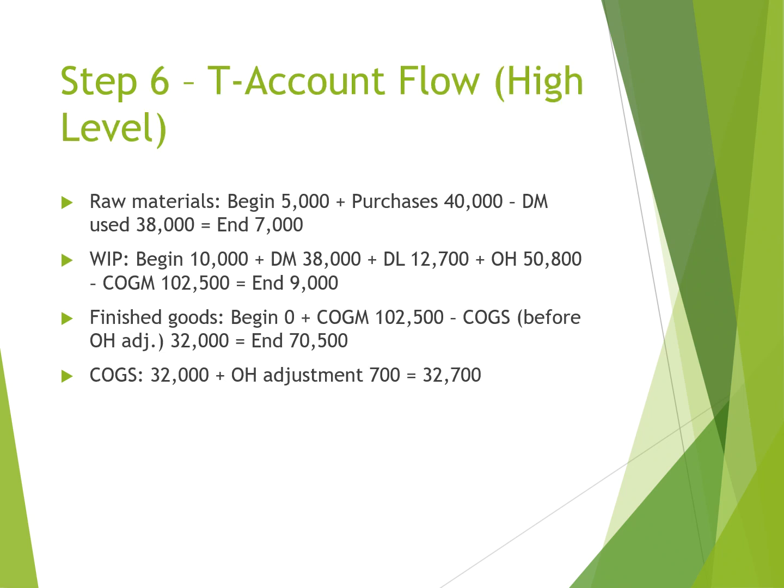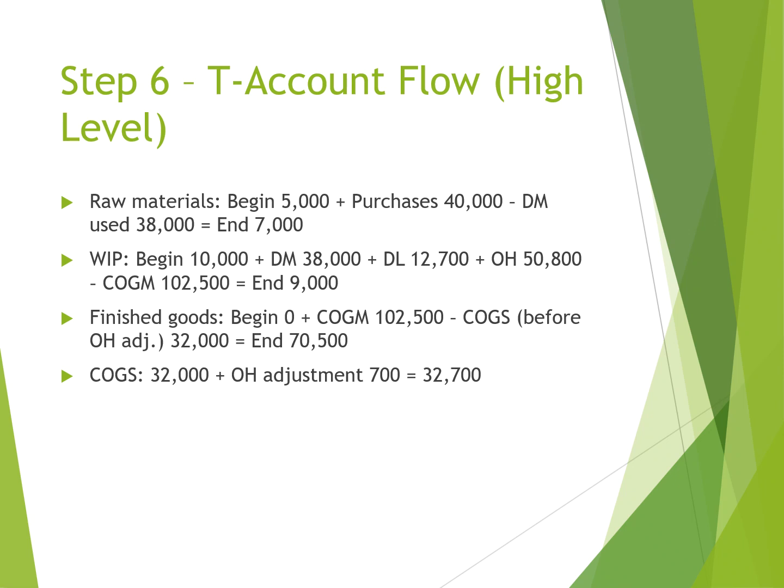If you are a visual learner, here's how the numbers flow through the T accounts. In raw materials, we start with $5,000, add purchases of $40,000 and subtract the $38,000 issued to production. That leaves an ending materials balance of $7,000.